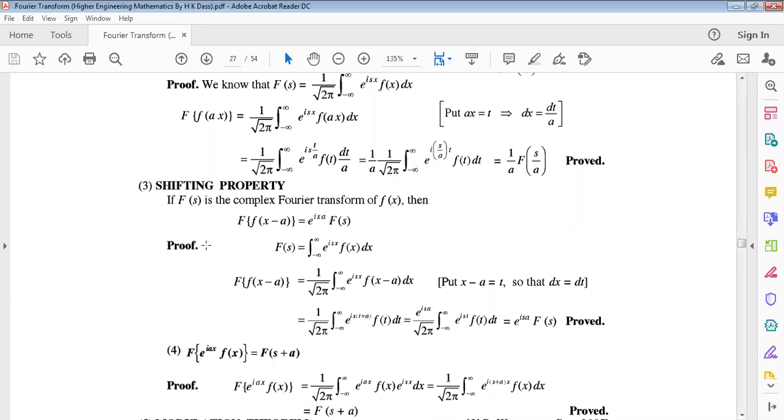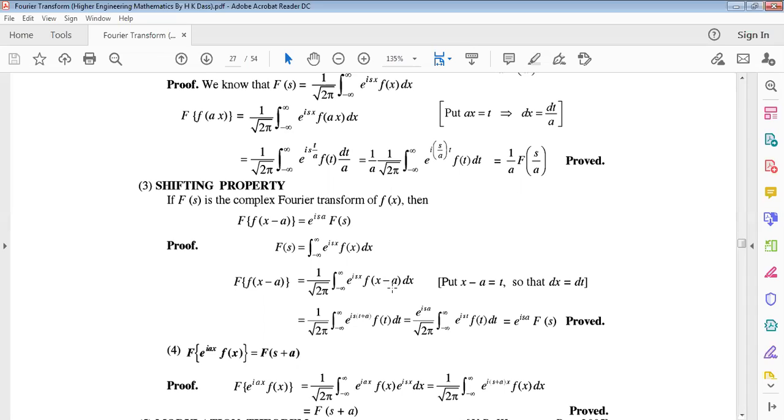Now the shifting property, a very interesting property. If F(s) is the complex Fourier transform of f(x), then the Fourier transform of f(x minus a) will be e to the power isa times F(s). Now from the definition, the Fourier transform of f(x) is F(s) equals integral from minus infinity to plus infinity of e to the power isx f(x) dx. Now changing the function, we get f(x minus a).